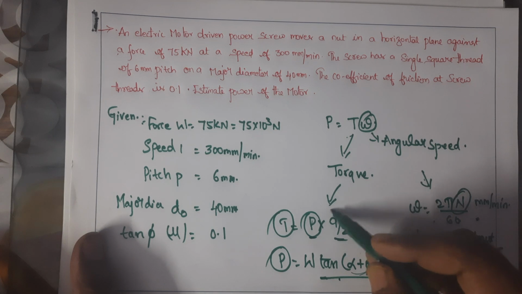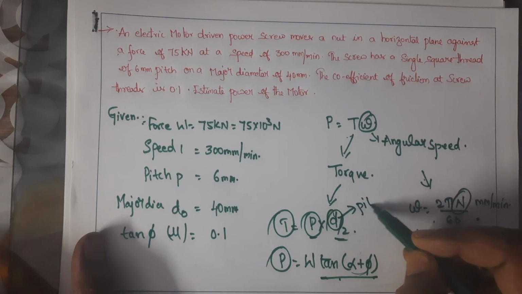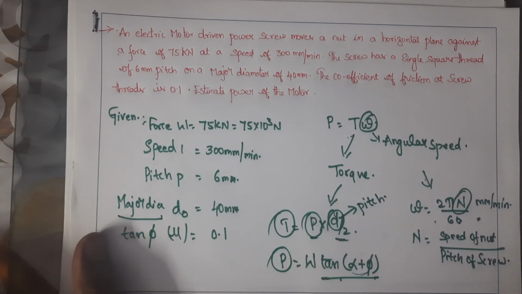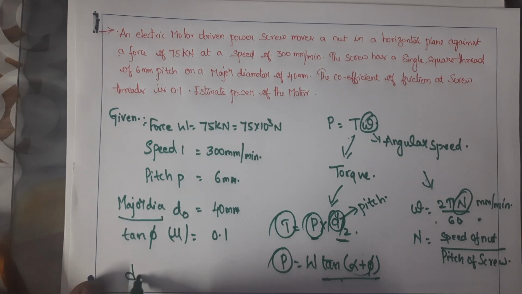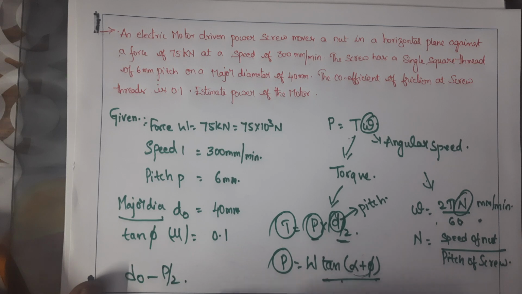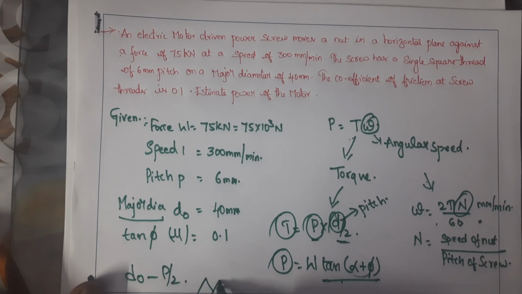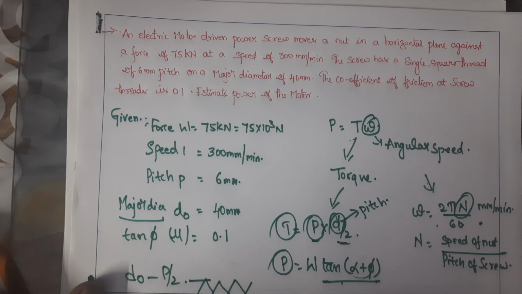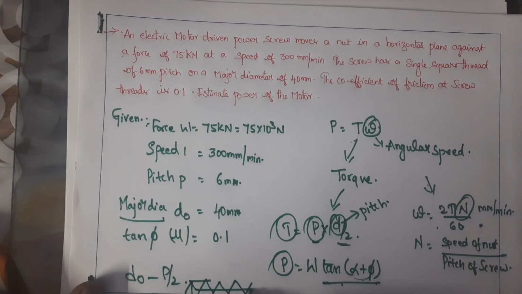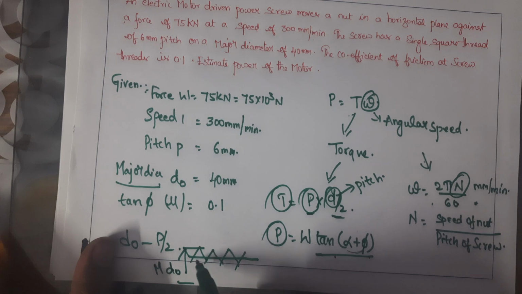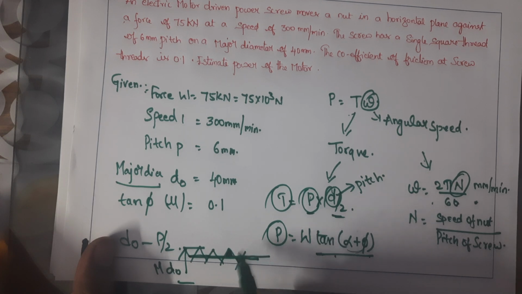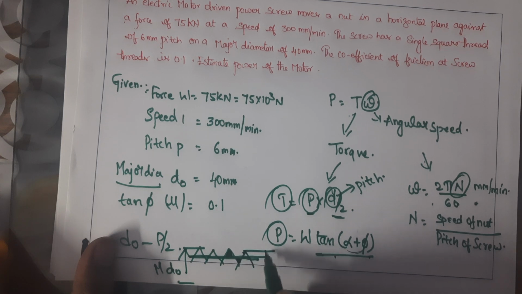One more thing is the d value. The d value is the pitch diameter, but here he has given the major diameter. So the pitch diameter is nothing but d naught minus p by 2. I already told you about the pitch diameter: suppose this is a screw, and this is the major diameter, that is d naught. If we draw an imaginary line such that the area above it and the area below it are equal, then for a square thread this is p by 2.